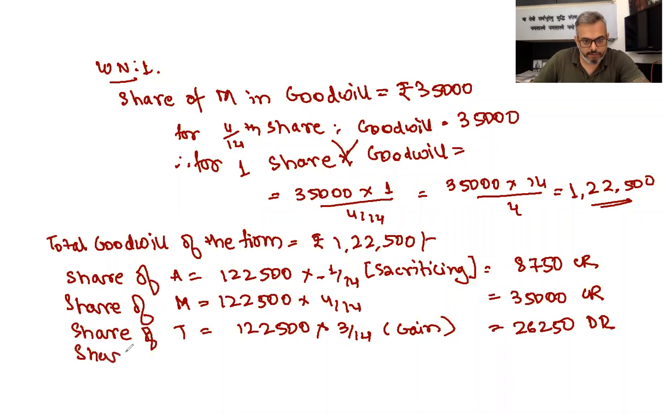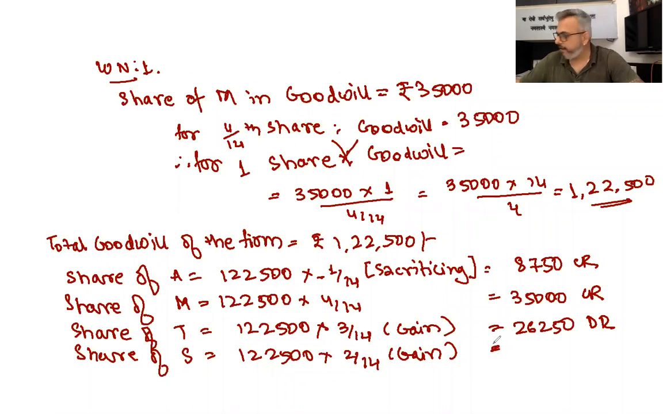एंड देन शेयर ऑफ S. अगेन 1,22,500 इंटू उसका कितना है गेन, चेक करो 2/14. अगेन ये भी गेन है which comes to 17,500. अगेन ये भी हो जाएगा डेबिट. चेक कर लो डेबिट इज इक्वल टू क्रेडिट हो रहा है कि नहीं. Yes.